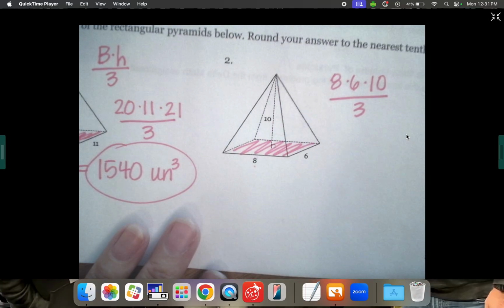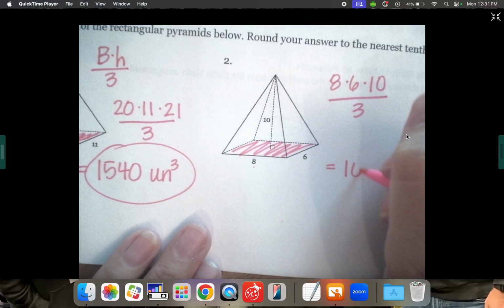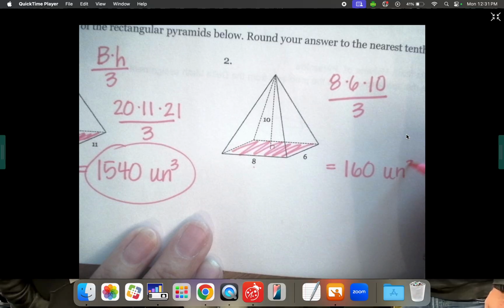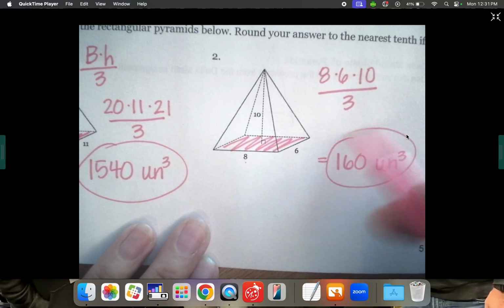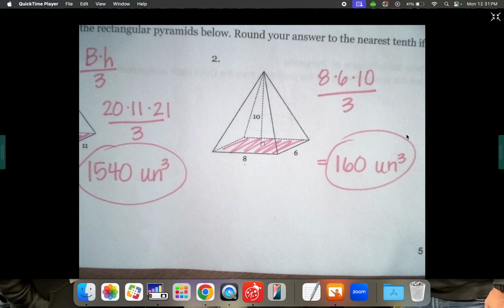That is 160 cubic units. So 160 units cubed is how that label looks. Again, don't care about the label. Okay.